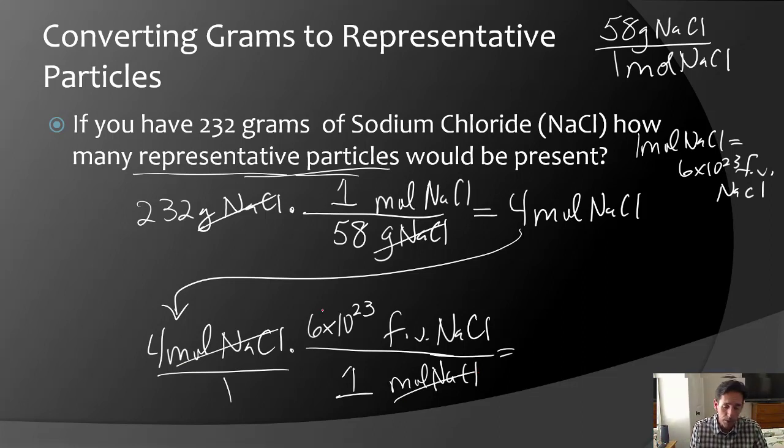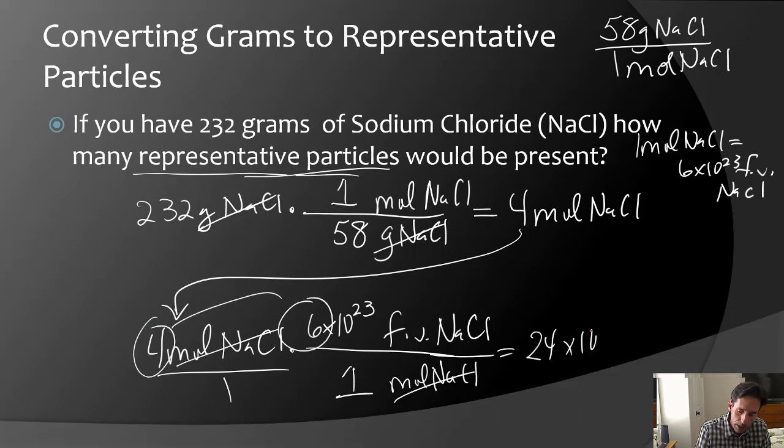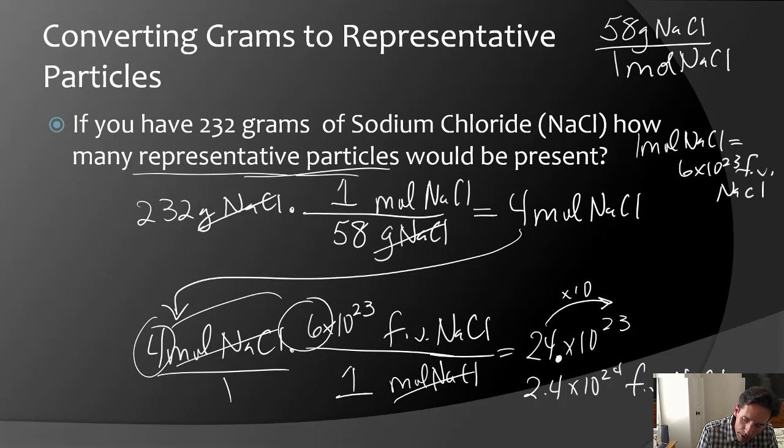To do the math more easily, we're going to take 4 times 6, which would be 24. And then we're going to tack on the times 10 to the 23rd power. Now again, improper scientific notation. So what we're going to do is take a factor of 10 out of this number and put it into the exponent to make it 2.4 times 10 to the 24th. And therefore, this would be 2.4 times 10 to the 24th formula units of NaCl.